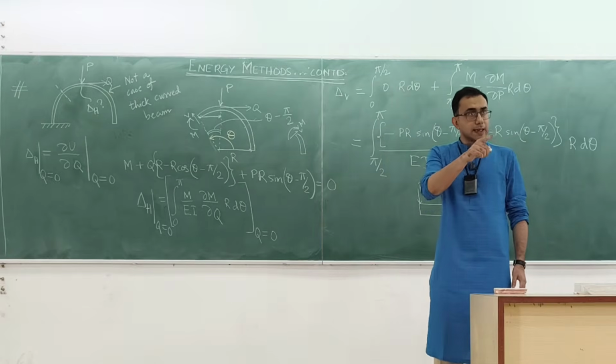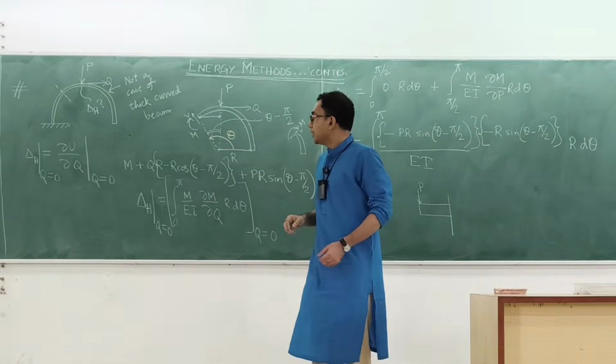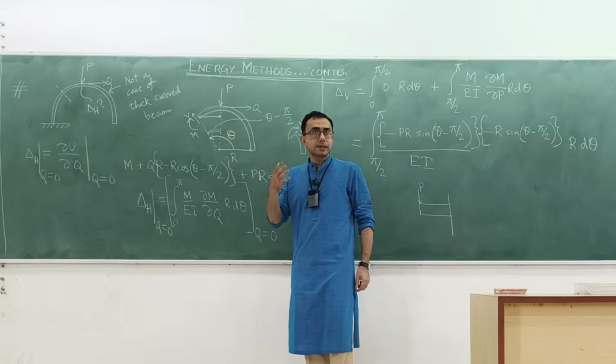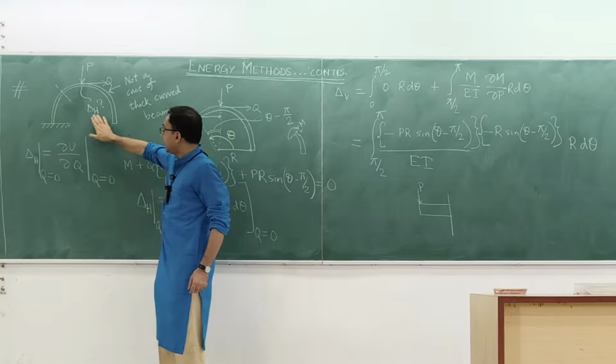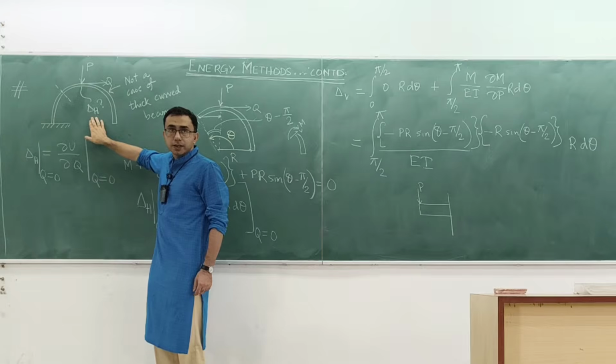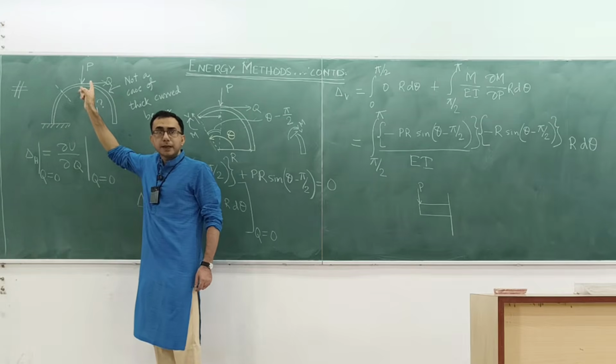You have done the calculation. Okay, very good. So if you have done the calculation and your answer is coming out as delta H as something negative, it basically means that this delta H is opposite in direction to the applied direction of the fictitious force. And does it not make sense?